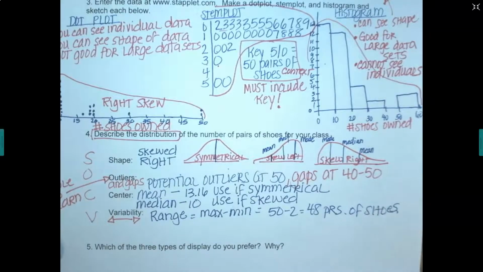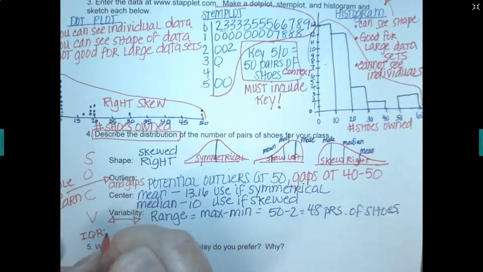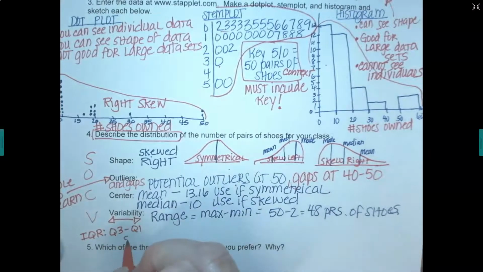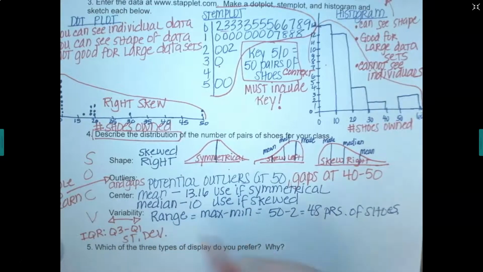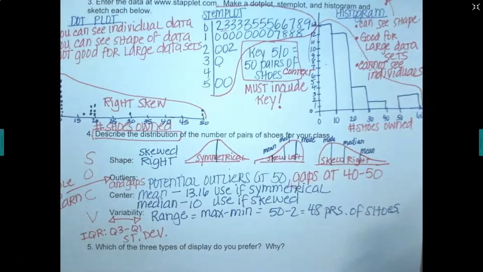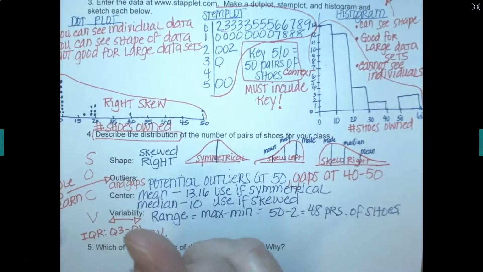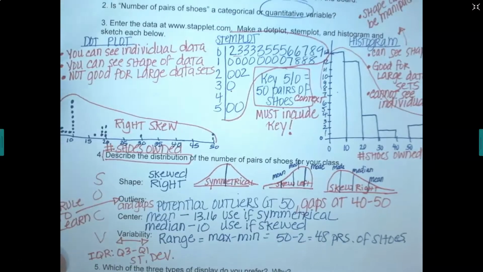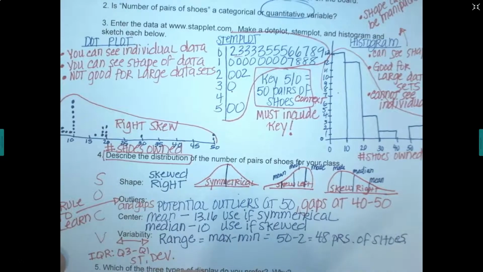All right, other things could be the IQR, which is the third quartile minus the first quartile. It could be standard deviation. We'll talk about standard deviation a lot. Or your range, okay? So which of these three types of displays do you prefer and why? That's completely up to you. I told you what I felt. My personal preference is the dot plot. In addition to, you can see the data and you can see the shape and all of that. It's also very easy to make.